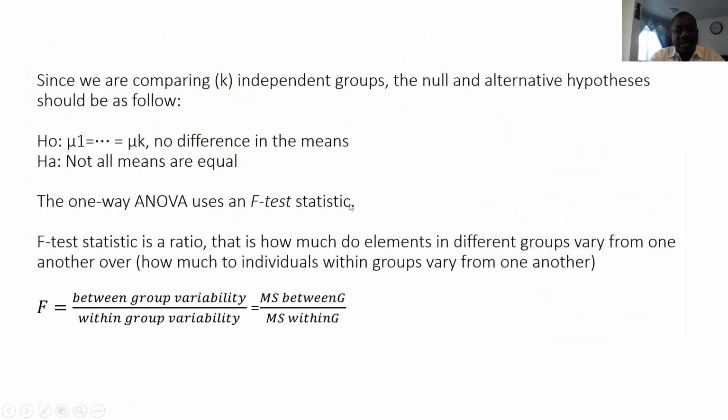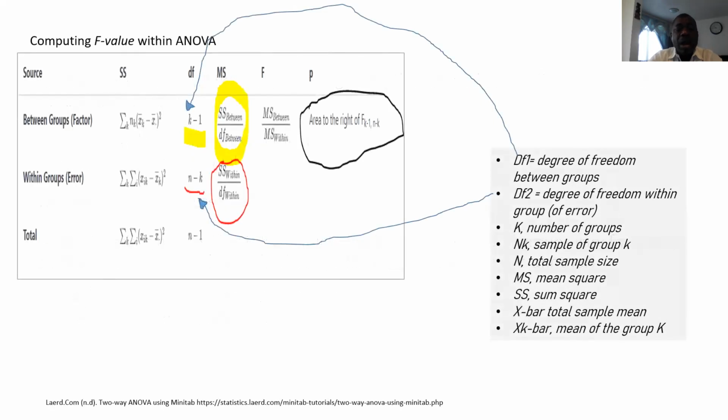The one-way ANOVA also uses the F-test statistic, which in fact is a ratio that calculates the variability between the groups divided by the variability within the groups. So the output for most of the software is as follows. For this presentation, I have specifically used Minitab. So the output looks like this. And most statistical books also show this type of output.